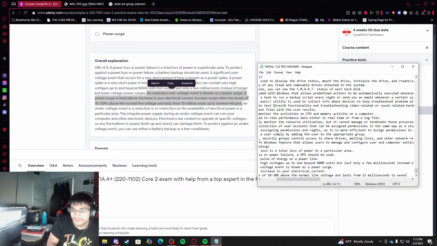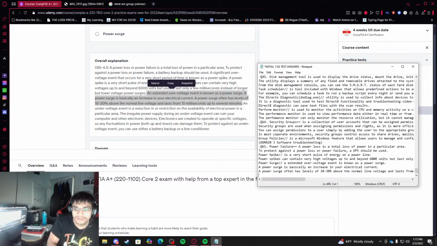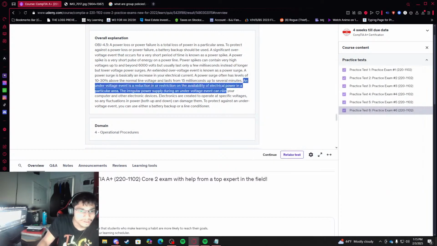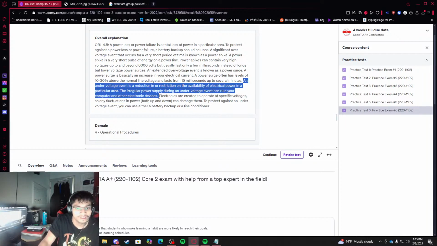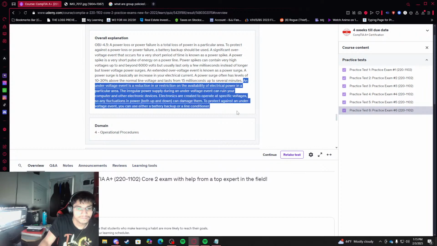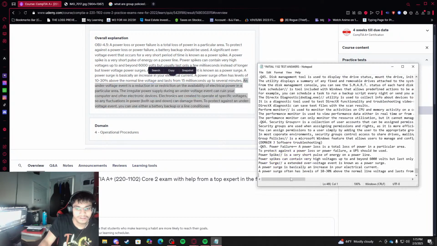Milliseconds for several minutes. An undervoltage event is a reduction or restriction of the available electrical power in a particular area. The irregular power supply during an undervoltage event can ruin your computer and other electronic devices. Okay, so you're going to have to copy all that.